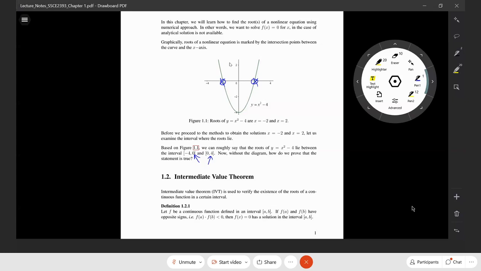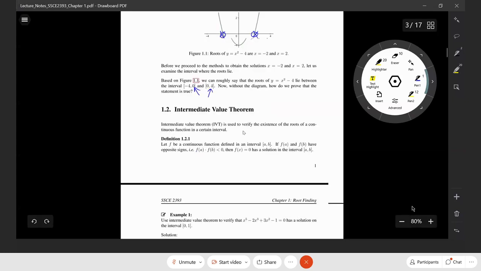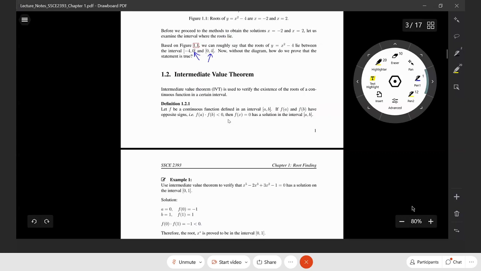The proving would be the IVT. The IVT says that if f is a continuous function, in our case the nonlinear equation, defined in the interval a to b. I need to highlight here the words continuous function. It needs to be continuous in the interval a to b. If we can prove that f(a) times f(b) is negative, which is less than 0, then we can say that you are going to have a root in the interval a to b.